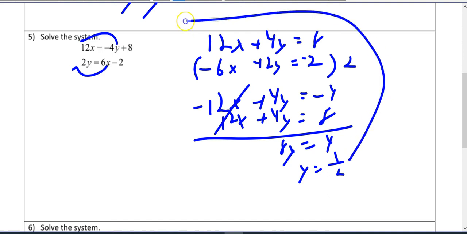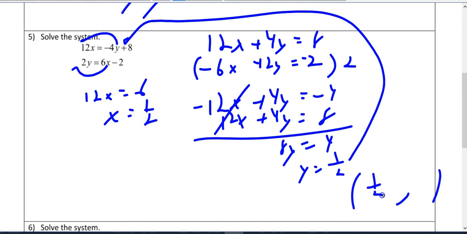Okay? Now if I plug in 1/2 right here, 1/2 of negative 4 is negative 2 plus 8 is 6. So I get 12x equals 6, which gives me x equals 1/2. That's one way to go about it.